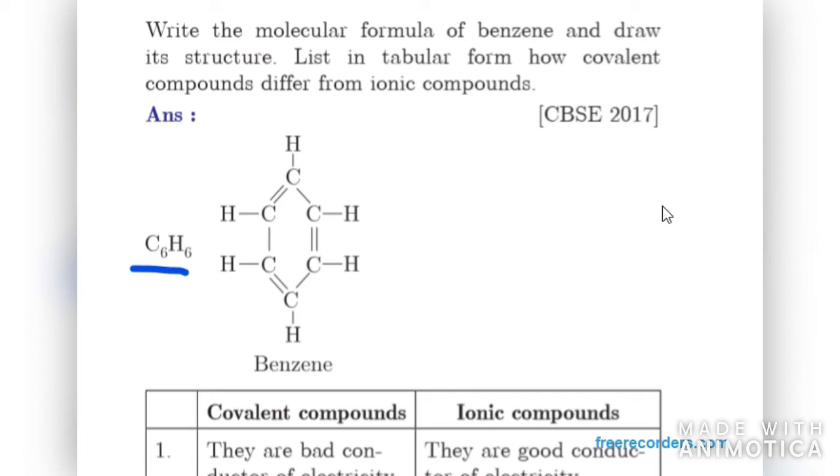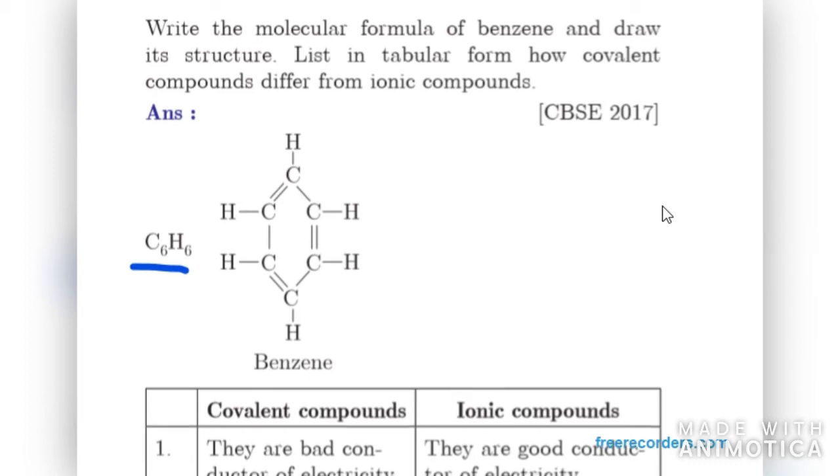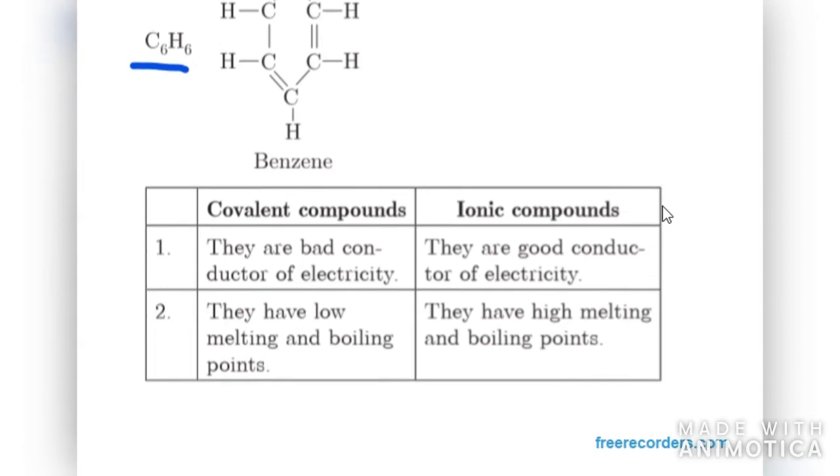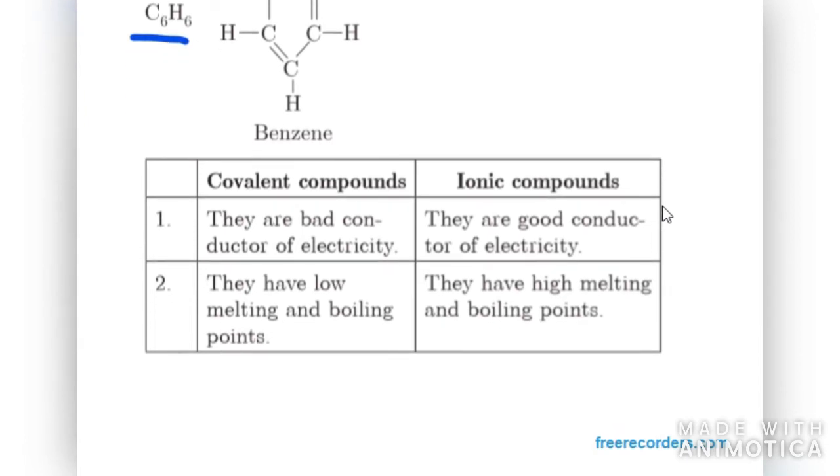In the second part, we need to write the difference between covalent compounds and ionic compounds. Covalent compounds are bad conductors of electricity, whereas ionic compounds are good conductors of electricity as they have ions in them. Second, covalent compounds have low melting and boiling points, whereas ionic compounds have high melting and boiling points. Why? Because they have strong forces between them.